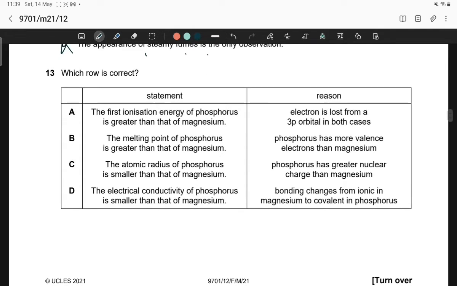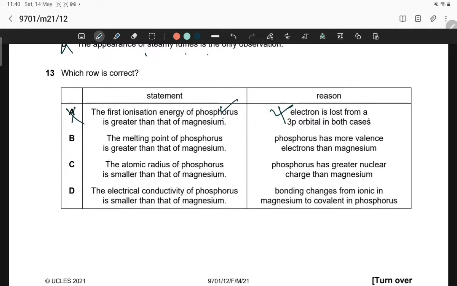Which row is correct? The first ionization energy of phosphorus is greater than that of magnesium. Yes, this is correct. The electron is lost from a 3p orbital in both cases. Magnesium does not have a p orbital here, so this is incorrect. So A is incorrect.